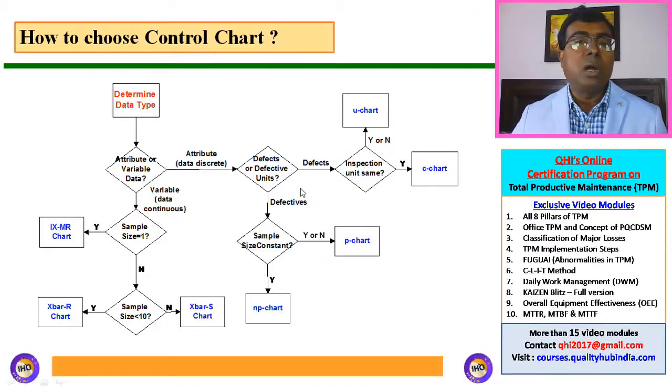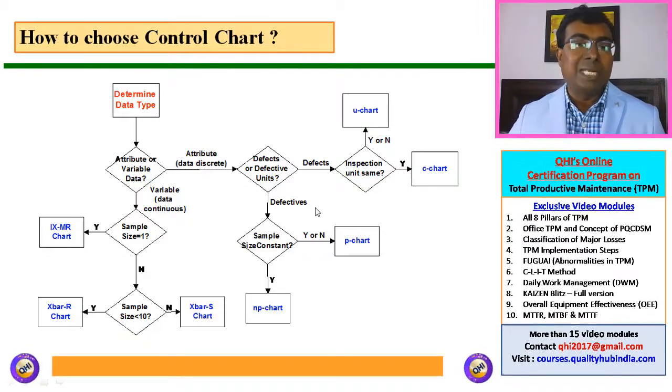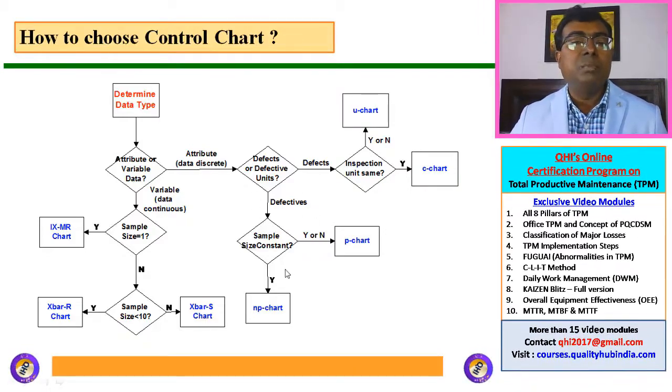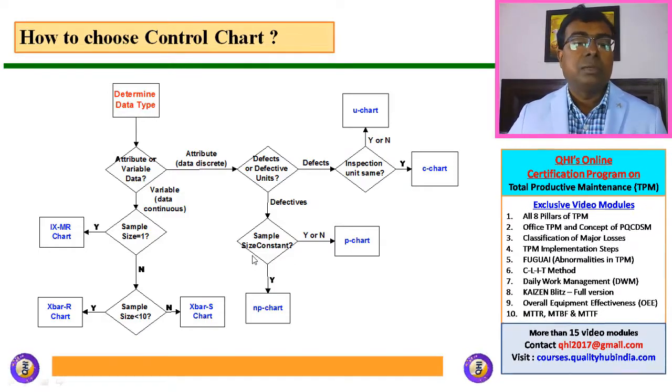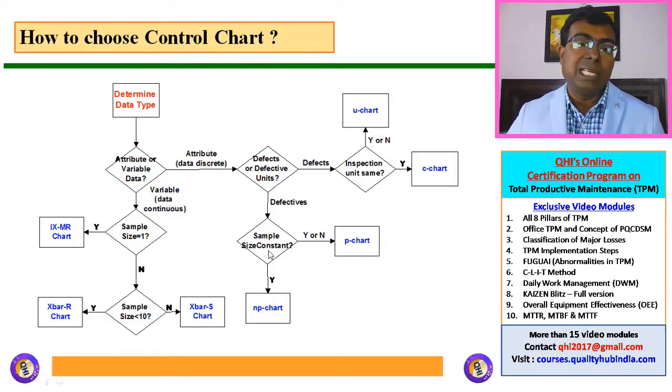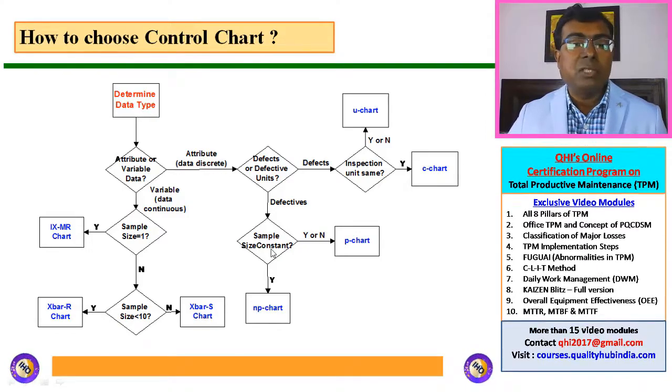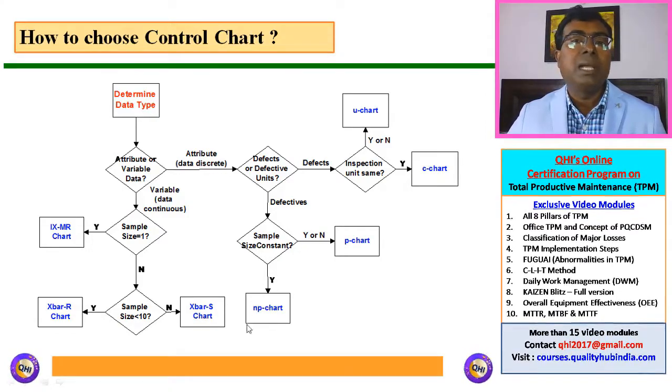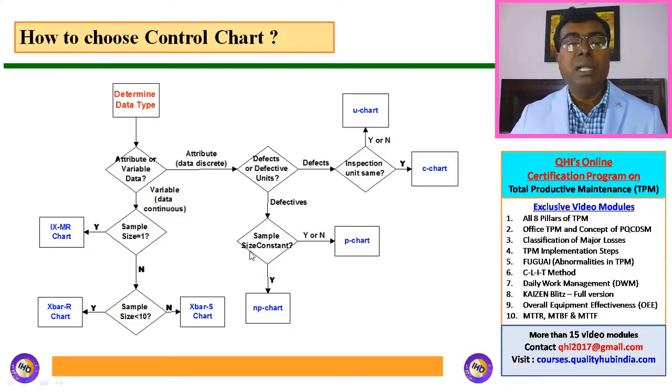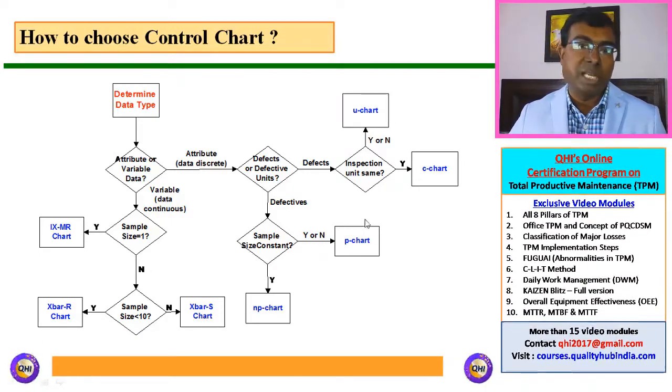And if I am going to plot the defectives or the number of rejections, my further question would be what is my sample? Is my sample constant or variable? If my sample is always constant, I will be using an NP chart, and if my sample is variable, then I will be using a P chart.